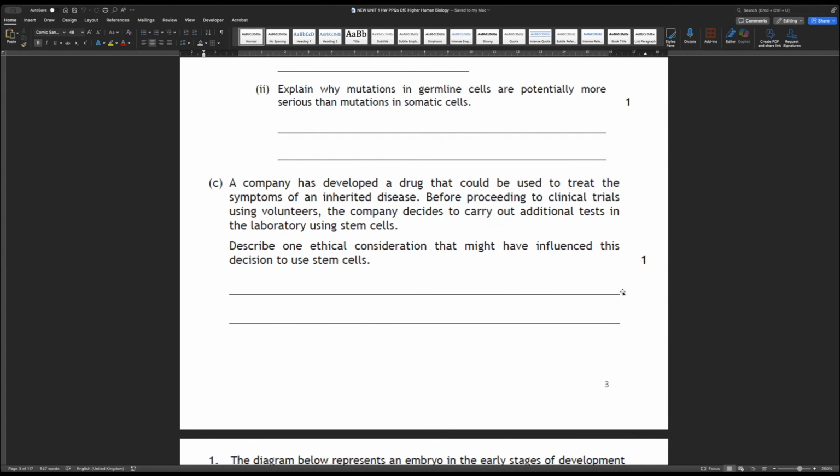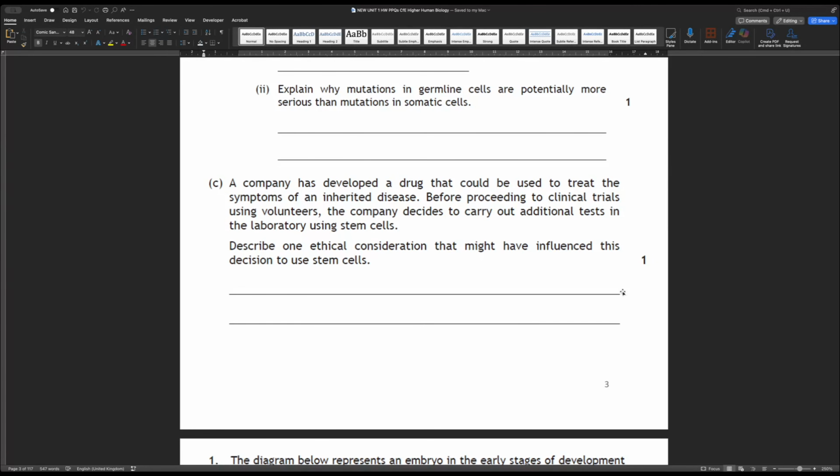Part C, a company developed a drug that could be used to treat the symptoms of an inherited disease. Before proceeding to clinical trials using volunteers, the company decides to carry out additional tests in the laboratory using stem cells. Okay, so describe one ethical consideration that might have influenced this decision to use stem cells. When we test drugs on humans, we know that humans are very complex and multifactorial, so it can be a risk when we test drugs on humans. And for most pharmaceutical companies, they have to go through so many hoops in order to get to the stage where they do drug testing in humans. By using stem cells, they're going to be able to eliminate that risk to humans. Okay, so there will be no humans harmed in this procedure.